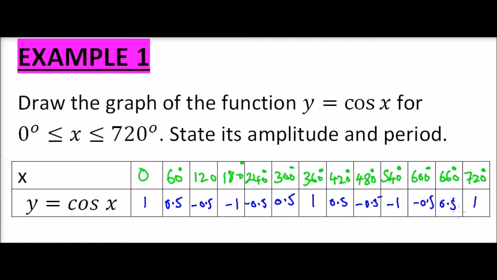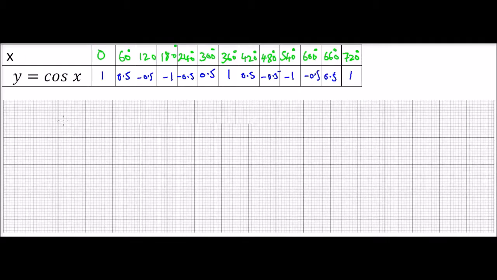So these values, we are going to plot our wave using these values. So let's go ahead and use a graph paper to plot our wave. So this is the graph that I'm going to use to plot my graph. I have already inserted the table that we have filled so that I'm able to get to the point easily.